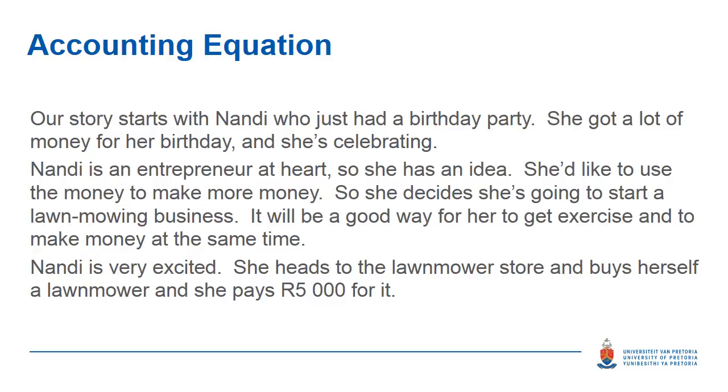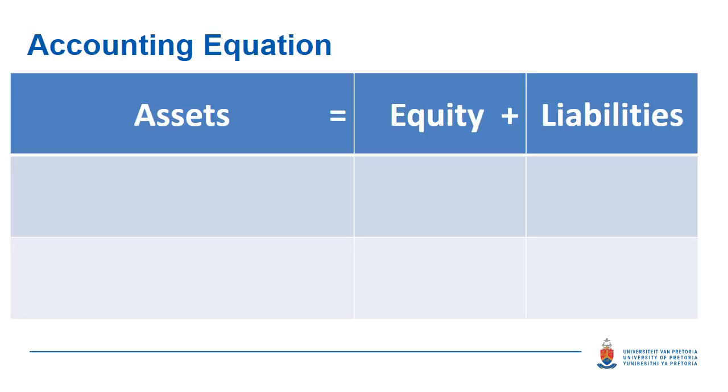Nandi is very excited. She heads to the lawnmower store and buys herself a lawnmower, and she pays 5,000 Rand for it. So Nandi now has the first asset of her business. Her asset is the lawnmower that cost 5,000 Rand. She's going to use it to make money. In our accounting records, we call the lawnmower equipment.